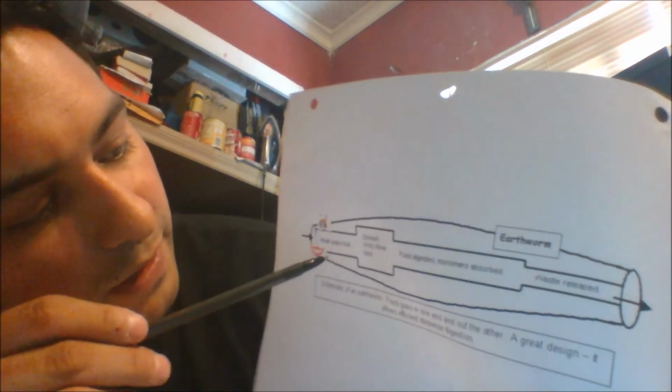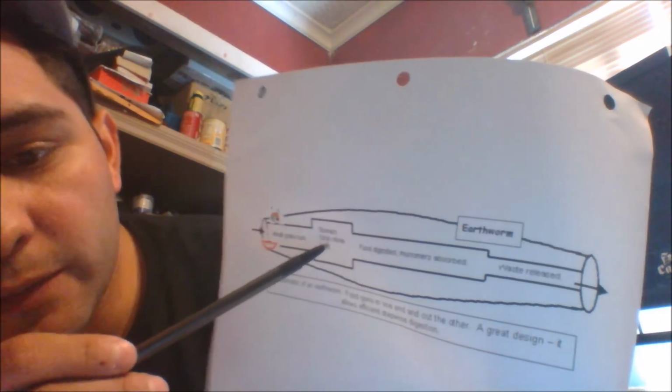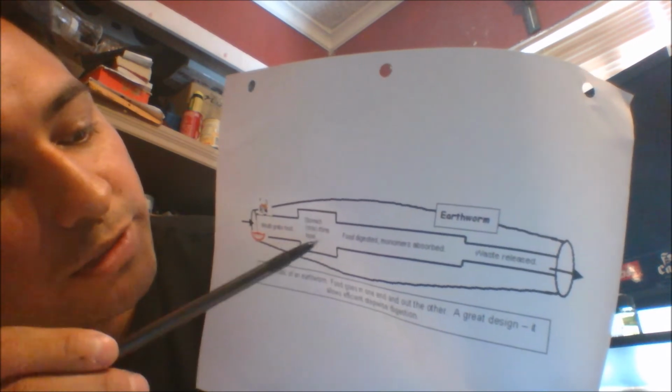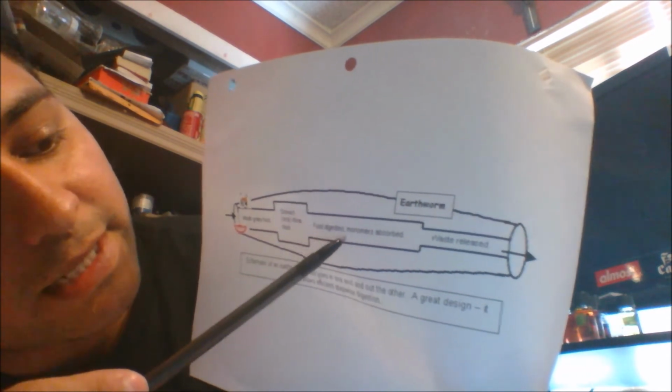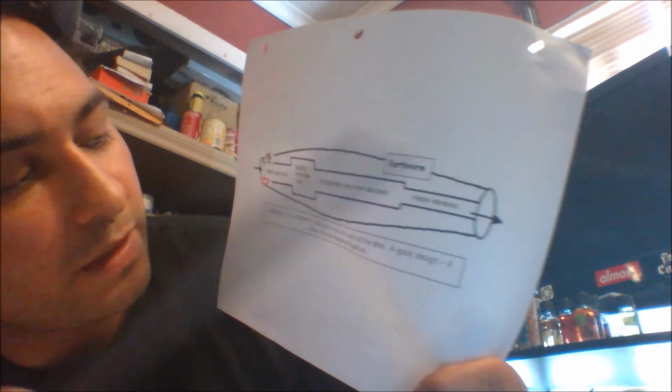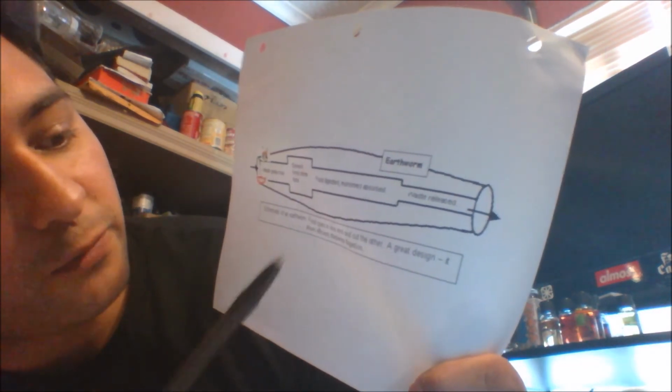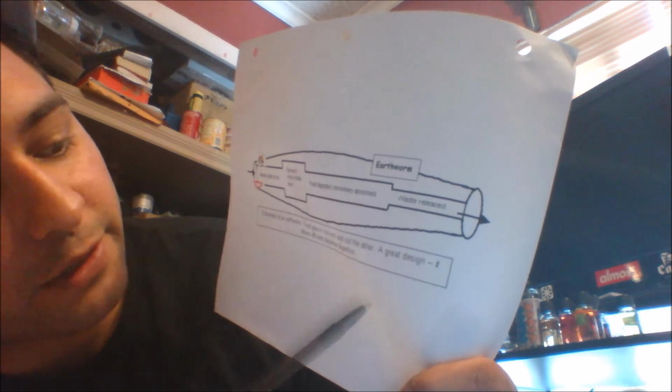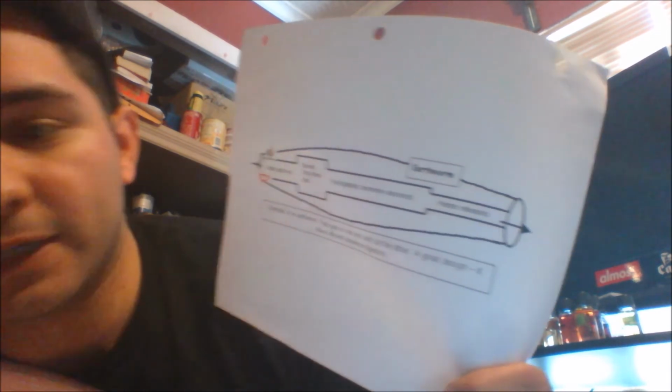See that, and then the stomach, which is the crop, stores the food, and then the food is digested as monomers are absorbed, and then the waste is released. So the food goes in one end and out the other. A great design allows efficient stepwise digestion, just like us.